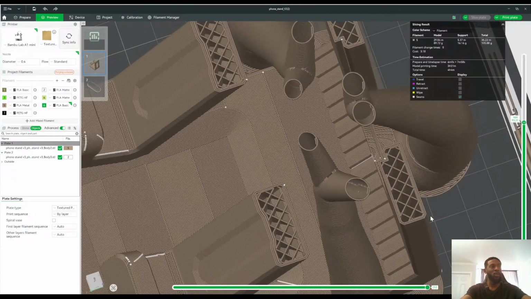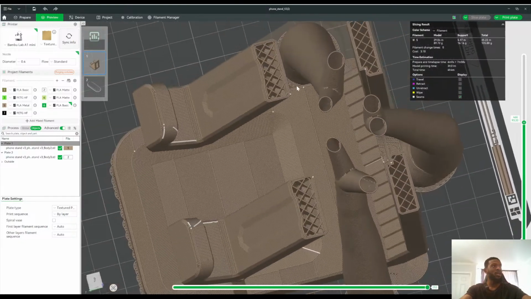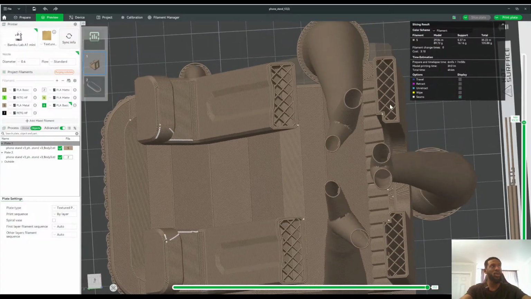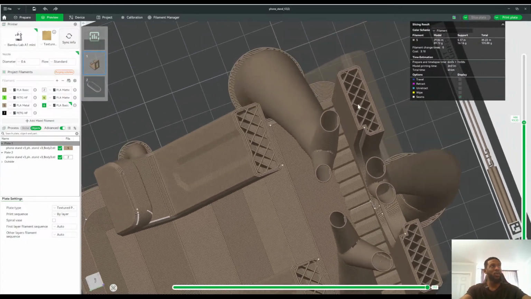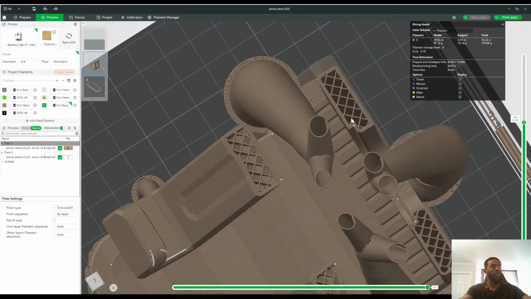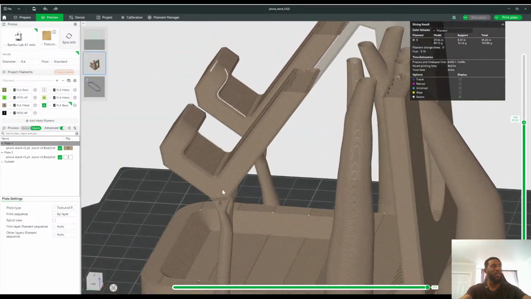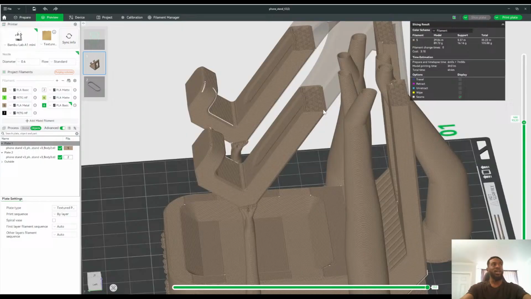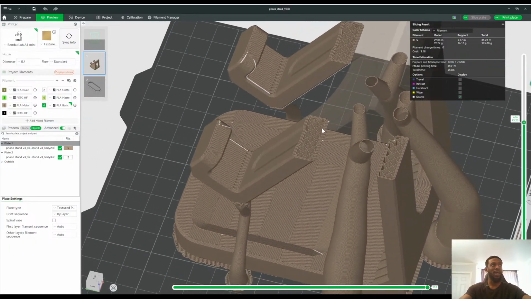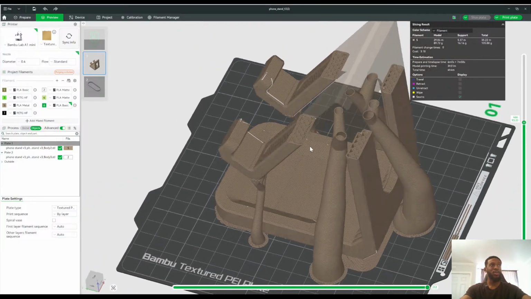Because think about it this way, if we make only the frame of this part, it is easily going to break because there's going to be no strength, there's going to be no support holding it. So when we talk about infill, this is what we're talking about: how strong the part is going to be, and how much of it is going to fill inside. So the infill also determines the weight of the part and how much of your material you're using.